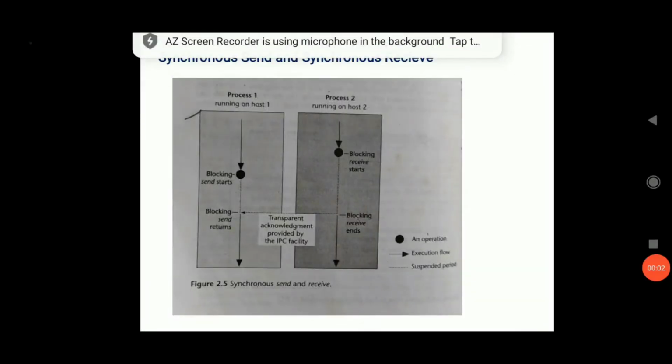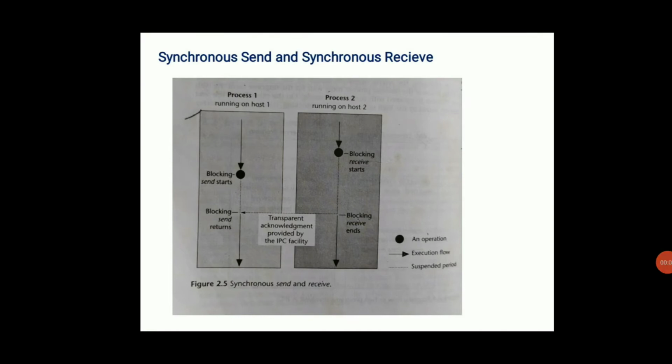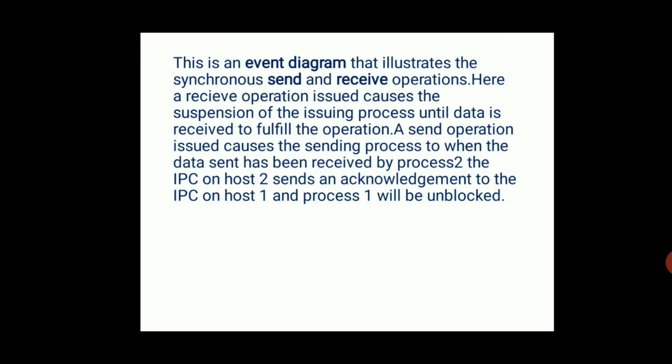So this is an event diagram that illustrates the synchronous send and receive operations. Here the receive operation issued causes the suspension of the issuing process until data is received to fulfill the operation. For a send operation, when the data sent has been received by process 2, the IPC on host 2 sends an acknowledgement to the IPC on host 1, and process 1 will be unblocked.